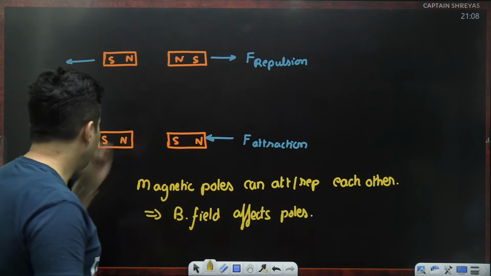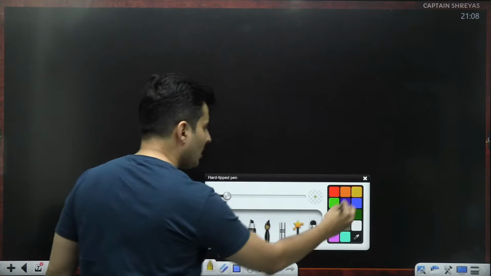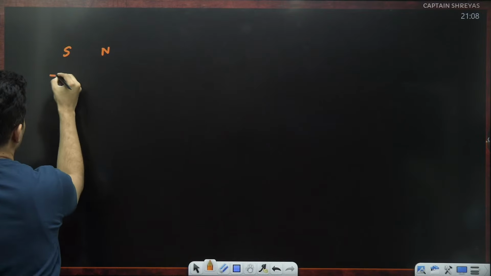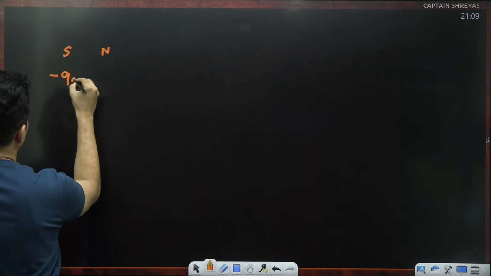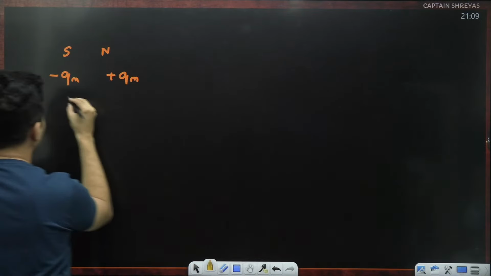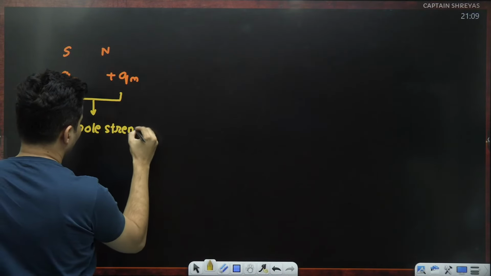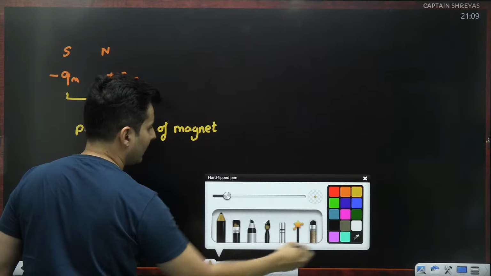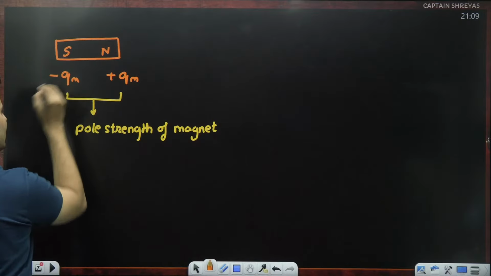Fair enough. If you wonder what might be the force of a magnetic field in such cases, well, remember any magnet, let's say south pole as well as north pole, it is made up of magnetic polarities given by something like this, minus qm, plus qm. These two things are basically called the pole strength of a magnet. So this was our magnet. North pole is given a positive magnetic charge. This is a negative magnetic charge.